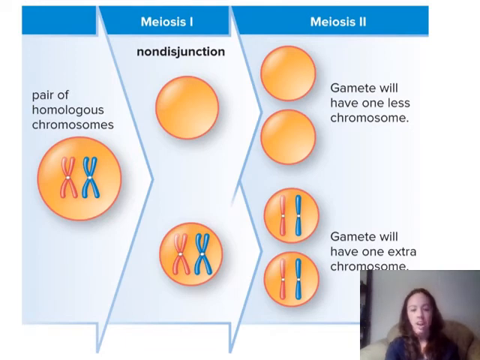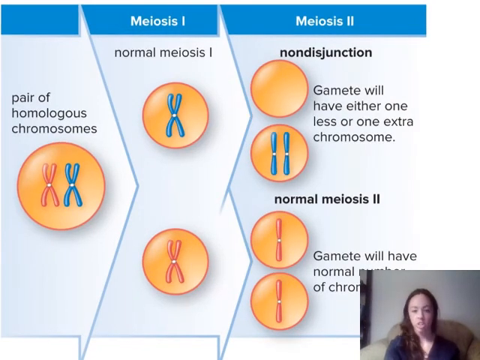So when non-disjunction happens during meiosis 1, we're going to end up with both homologous chromosomes in one of the daughter cells. And this is because the homologous chromosomes were not separated correctly during the anaphase process of meiosis 1. However, during meiosis 2, the sister chromatids are able to correctly separate, and so we're going to end up with 2 gametes that will have 1 less chromosome, and we'll have 2 gametes that will end up with 1 extra chromosome. All of the gametes here will produce a baby with some type of disorder.